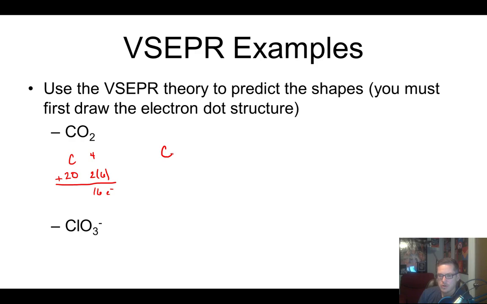Carbon is less electronegative than oxygen, so we'll put carbon in the middle. We'll attach the oxygens to it, and then give everybody a full octet. 1, 2, 3, 4, and then 1, 2, 3, 4, 5, 6. Count these up: 2, 4, 6, 8, 10, 12, 14, 16, 18, 20. Whoa, we've got too many lone pairs. So we have to change these out.